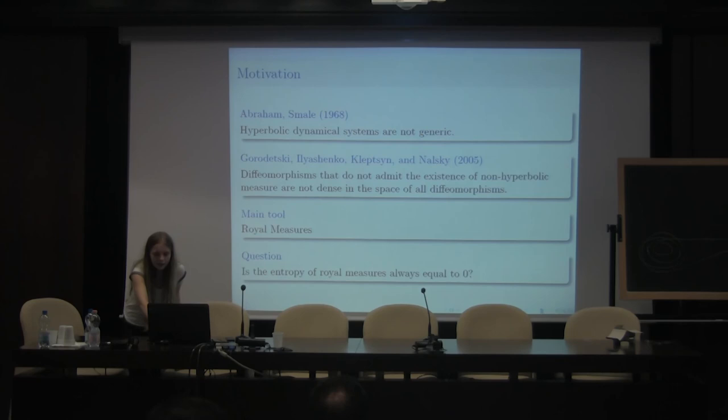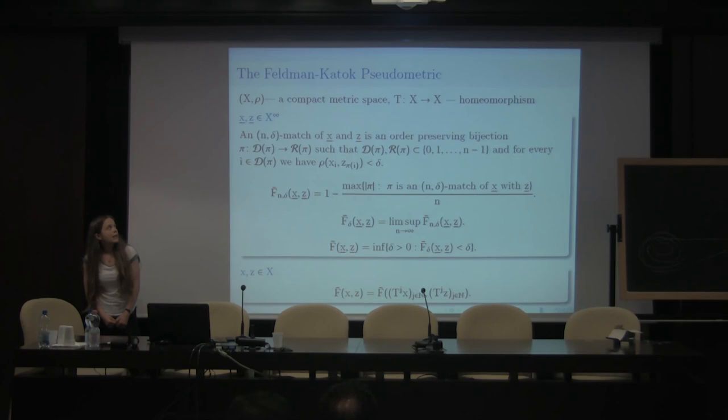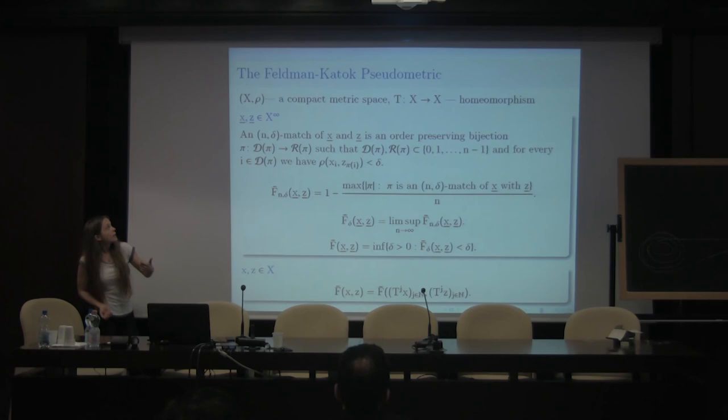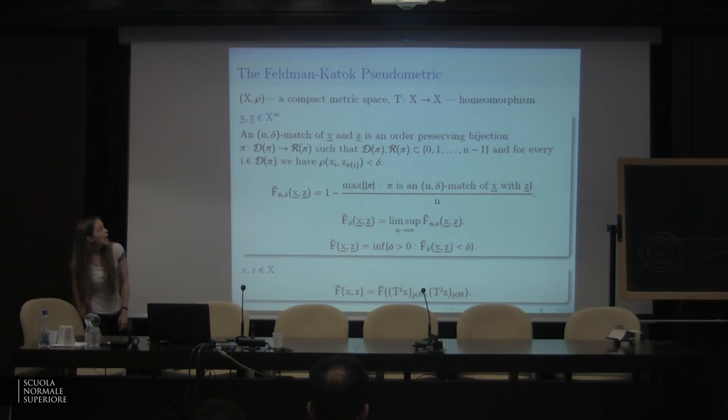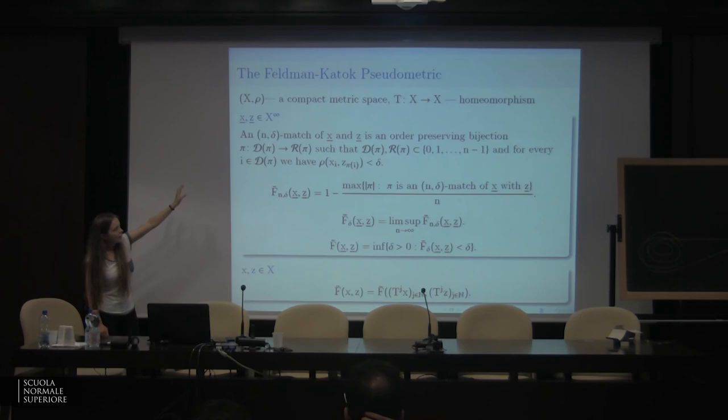But to do that, I need the notion of the Feldman-Katok pseudometric, which is an analog of the f-bar pseudometric, which is defined in the context of symbolic dynamics. And it was introduced by Feldman and independently by Katok. So we translated this notion to the setting of a compact metric space (X, rho), and we have T, which is a homeomorphism of this space. Actually, it also can be a continuous map, everything works similarly. And first, we define a pseudometric for two sequences with elements in our space. Here is the formal definition, but maybe again I will make a picture.